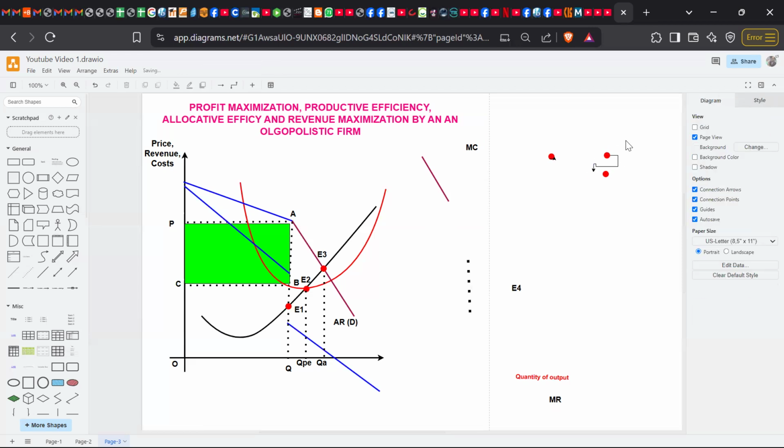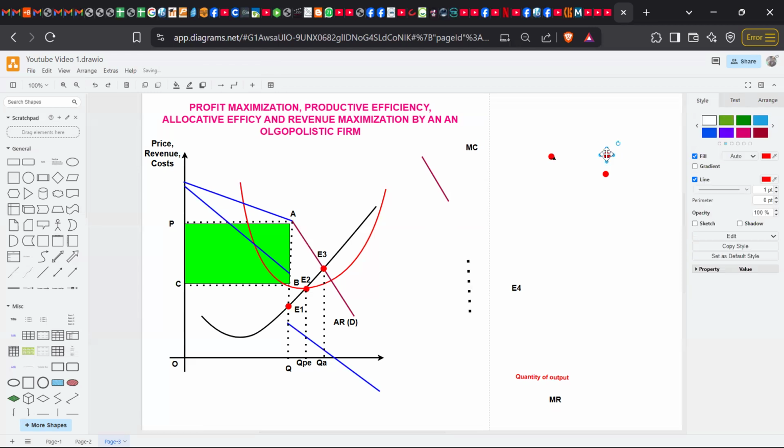So now, if the firm, on the other hand, wants to produce at revenue maximization, then it should produce at that point where the marginal revenue is equal to 0. All right, that is where revenue maximization happens. You guys need to practice this diagram. Otherwise, this diagram is going to rattle you. Okay, it is crazy, I know, but this video should help you. We call it equilibrium E4.